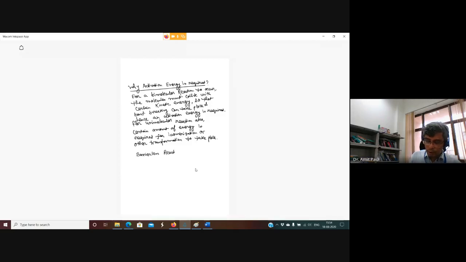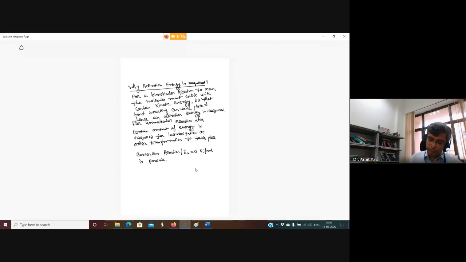A reaction with EA equal to 0 kilojoule per mole is possible. Many students, whenever we ask this question, say that this is not possible. Because if we understand what I have written in this page, then we can easily speculate that this is possible.